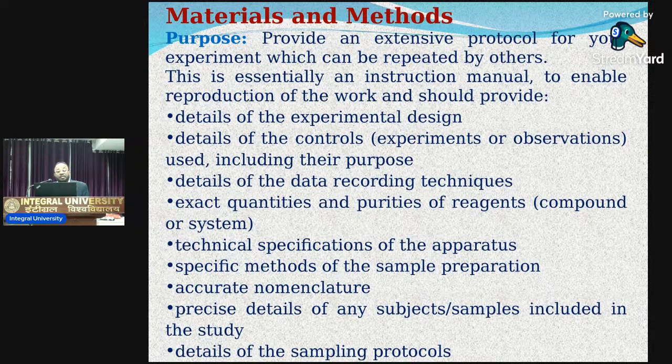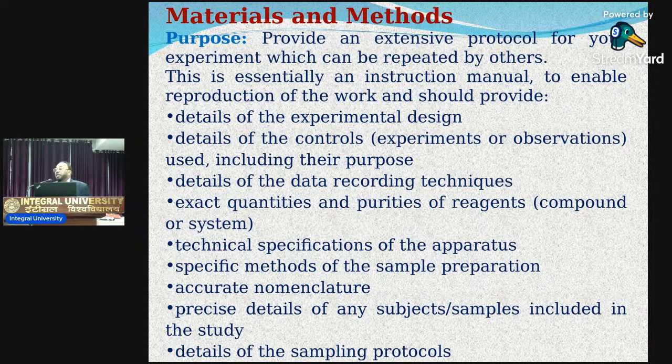This is essentially an instruction manual to enable reproduction of the work and should provide details of the experimental design, which you have already studied in your previous classes, details of the control, experiment and observations used, including their purpose, details of the data recording techniques you have used or are going to use in your research, exact quantities and purities of reagents, compound or system in technical scientific research, technical specification of the apparatus you are going to use in your labs, specific method of sample preparation, how you prepare the samples, accurate nomenclature to be mentioned in this research methodology.